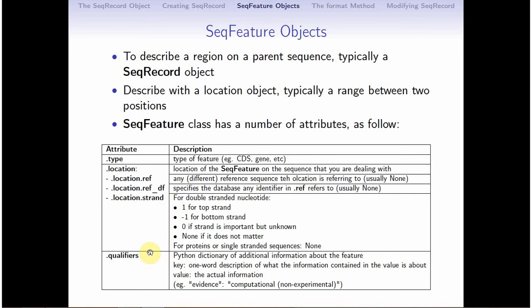Qualifiers is a Python dictionary of additional information about the feature itself. So usually the key is just a one-word description, and the value is what the actual information will be. So it's like a sub-feature of this feature, if you need more information about this feature. For example, the key is evidence. So what kind of evidence? How did you get this feature? For this one, the evidence is not experimental. It's not from the wet lab. It's through calculation, computation.